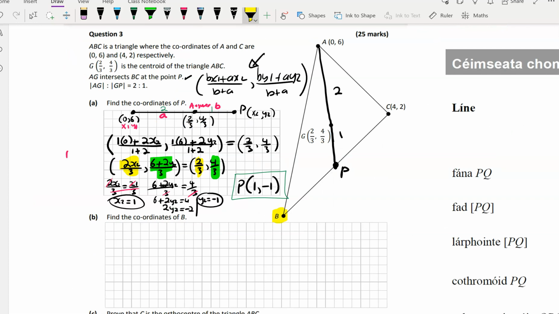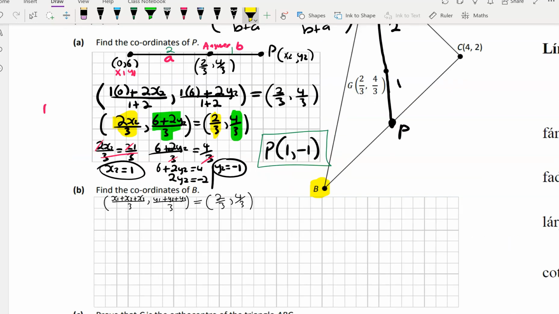Part b: find the coordinates of B, this last vertex here. We're going to use the fact that G (2/3, 4/3) is the centroid. The centroid has a specific formula. The formula is as follows: (x1 + x2 + x3) over 3, (y1 + y2 + y3) over 3, and that will give us the answer of 2/3 and 4/3.